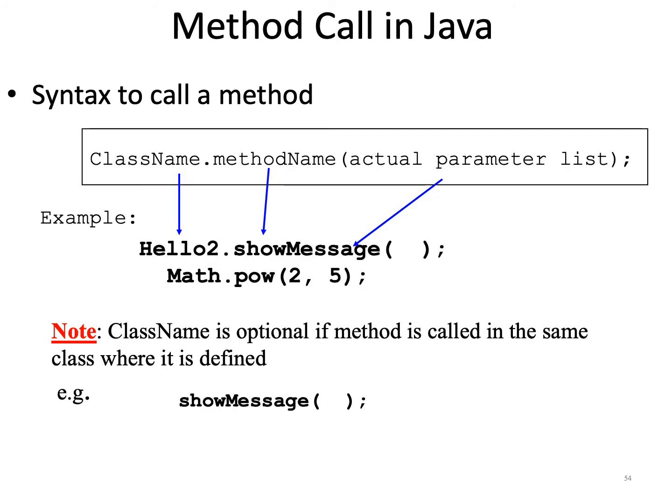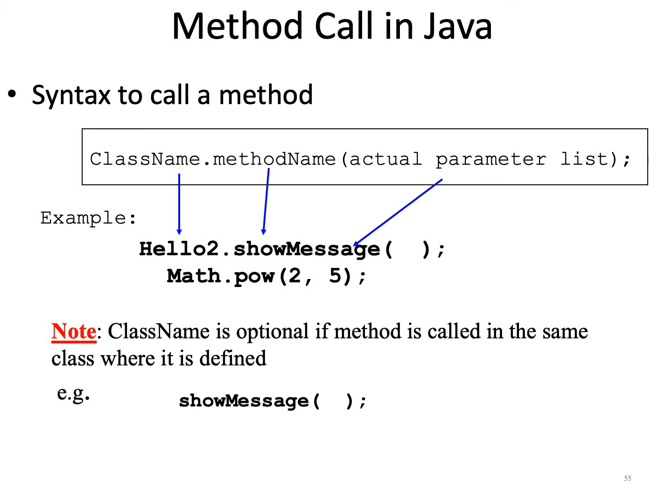Going back to the method topic, how to call a method. The syntax of it is class name dot method name, then the parameter if there is any. For example, for a class called hello2 and has a method called showMessage, we can write it as hello2.showMessage. Another example we have used and seen, maths.power 2,5, where maths is the class name and power is the method in the maths class.